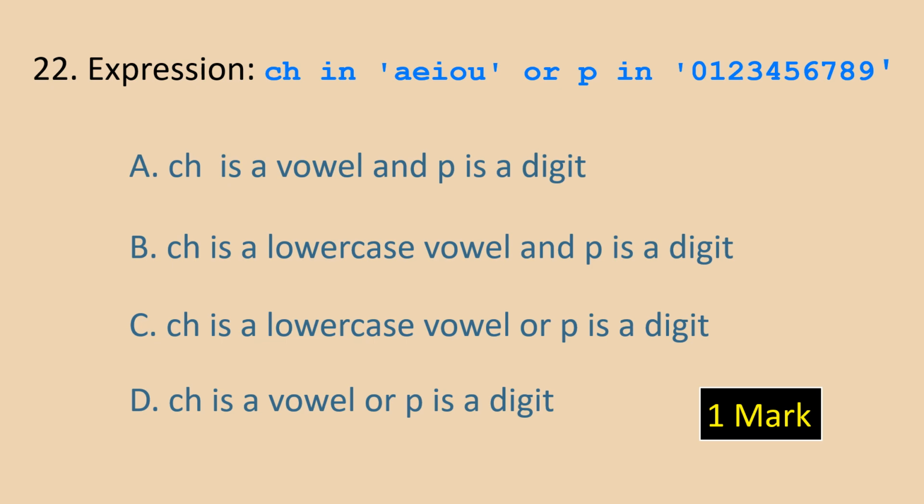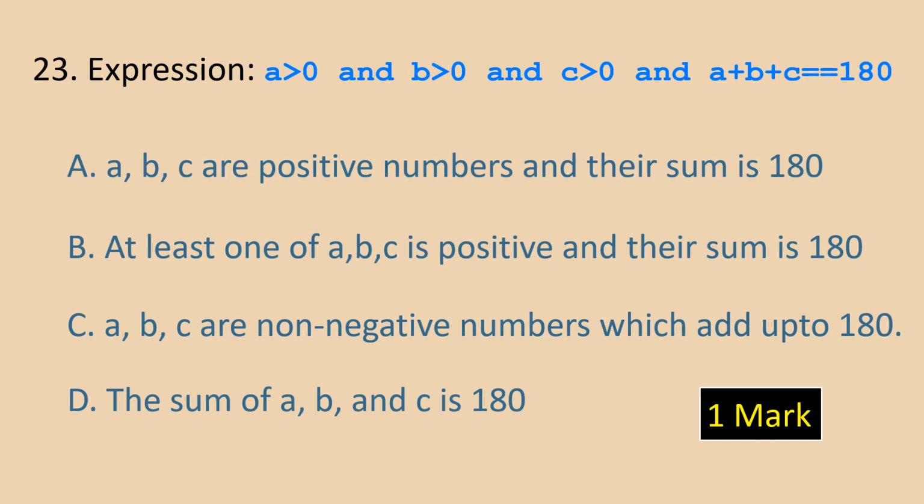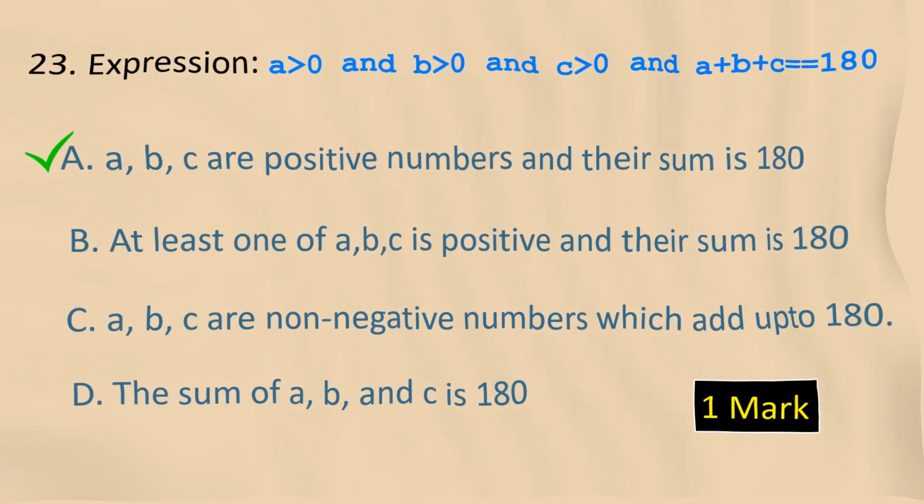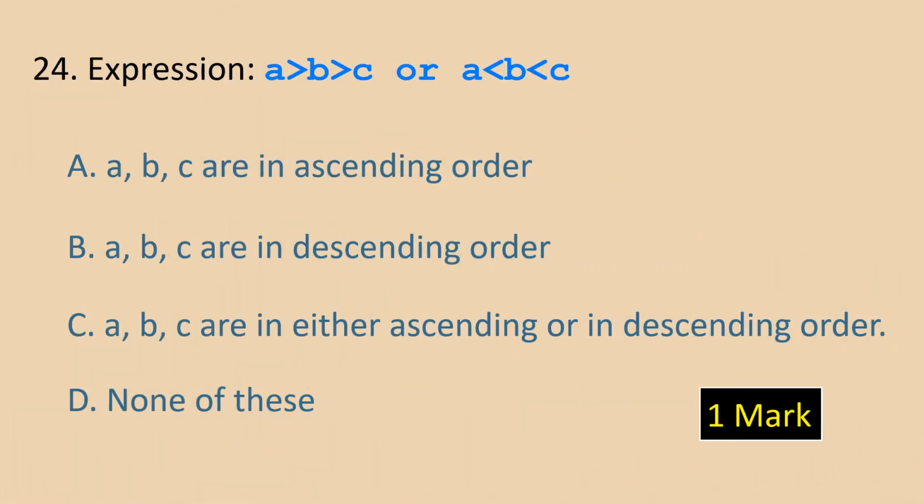Question number 22. And the correct option is C. Question number 23. And the correct option is A. Question number 24. See the expression and match it with the correct statement. And the correct option is C. A, B, C are either in ascending or in descending order.